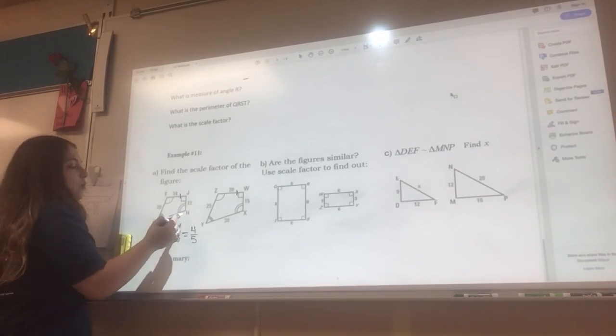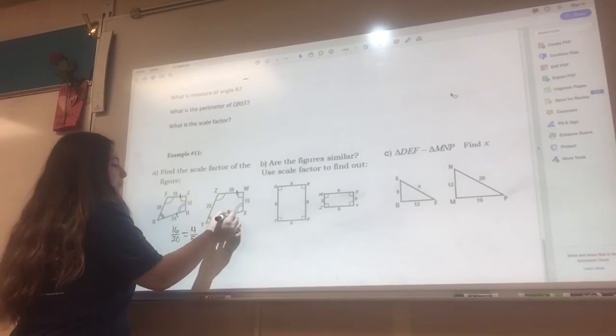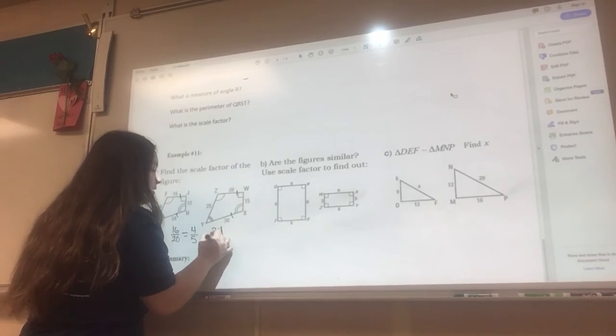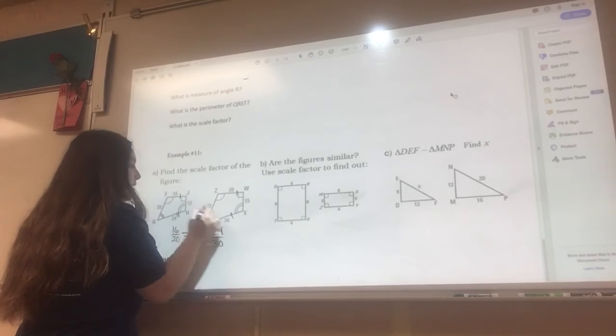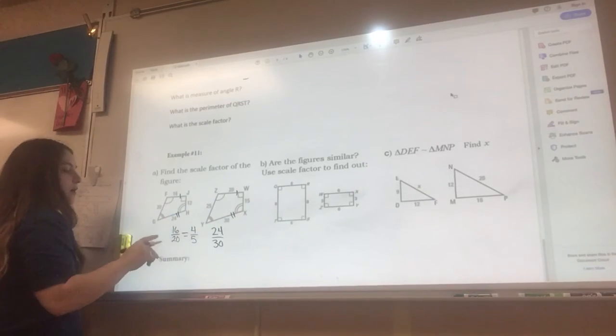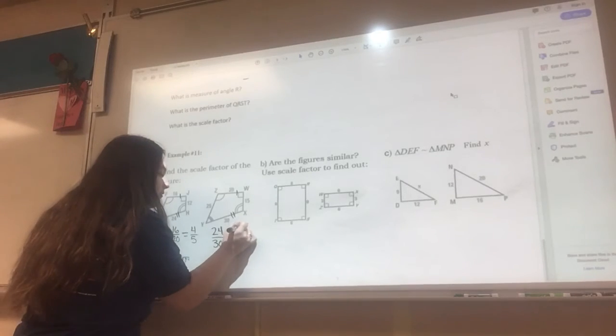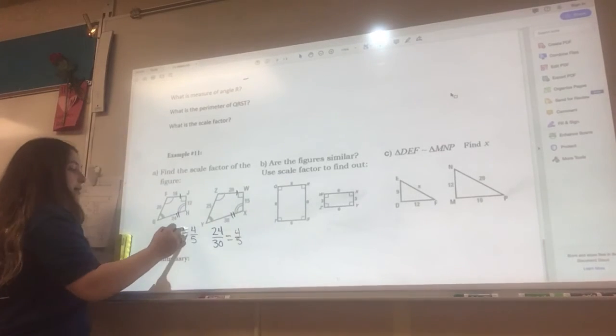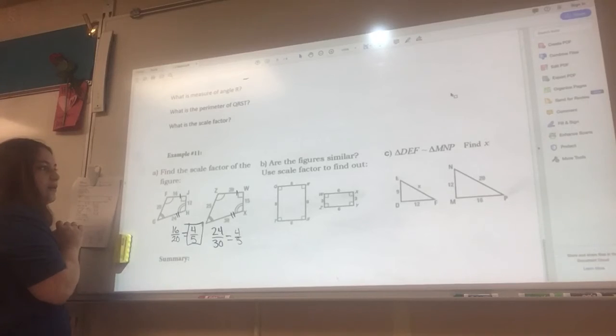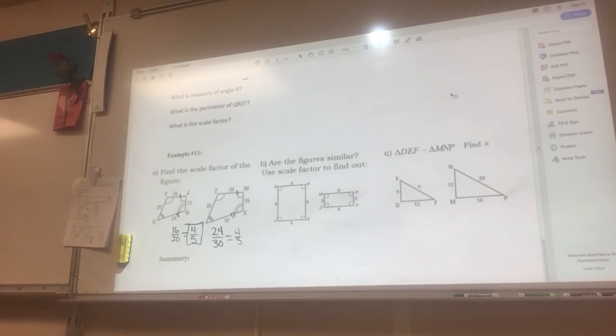So we're going to check one more just in case. We're going to check 24 and 30, since they have to be the same as well, since they are in the exact same position. Well, you can both divide them by 6, and you're going to get 4 over 5. So once again, your scale factor should be 4/5. So that's nice.